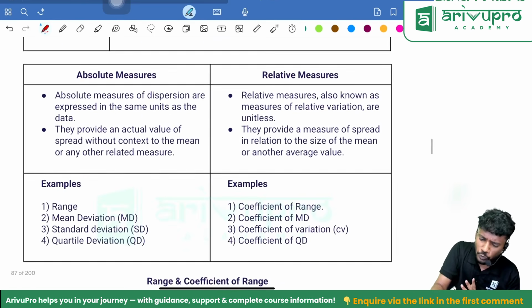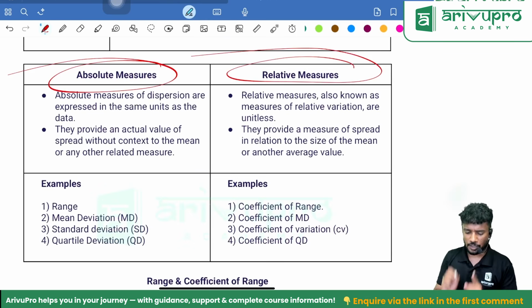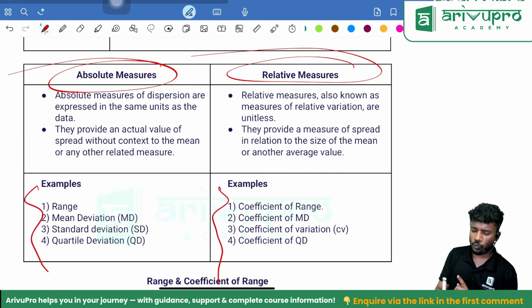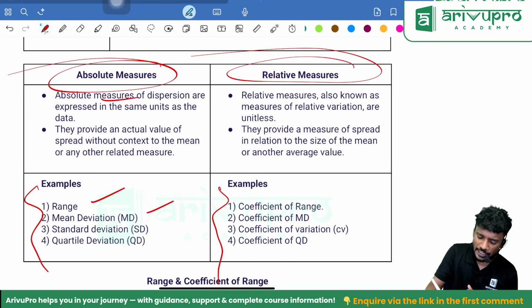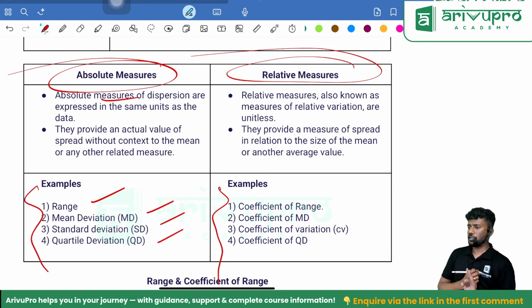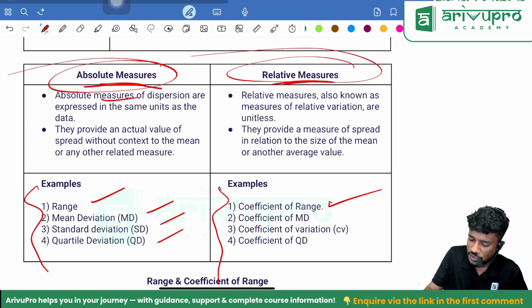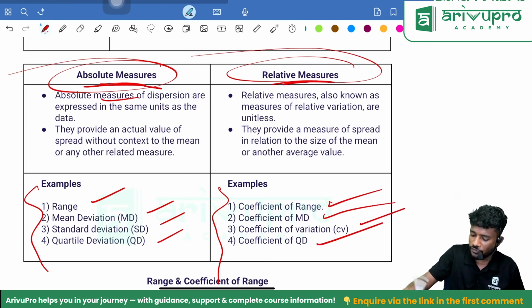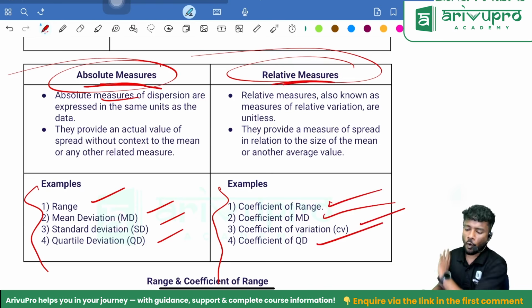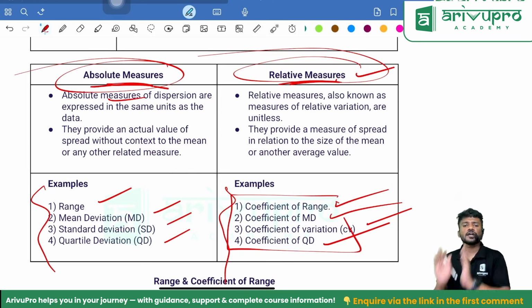Now we have two types as I told earlier, absolute and relative. And it is a previous question. Many times you need to know what are relative, what are absolute. Relative means it doesn't have a unit, while absolute has a unit. Range, mean deviation, standard deviation, quartile deviation, everything will have a unit, and they are absolute measures. While relative measures are coefficient of range, coefficient of mean deviation, coefficient of variation, coefficient of quartile deviation. All of them are relative measures and do not have a unit.